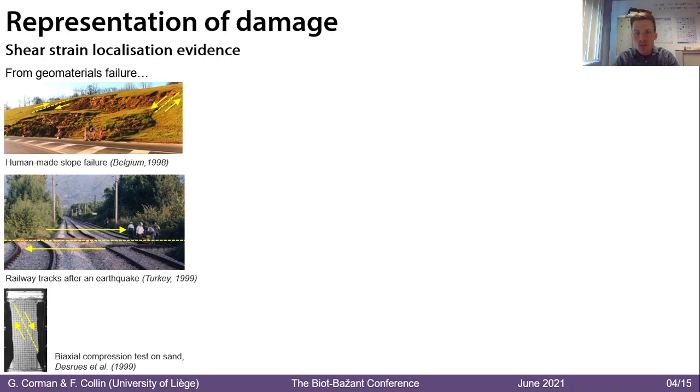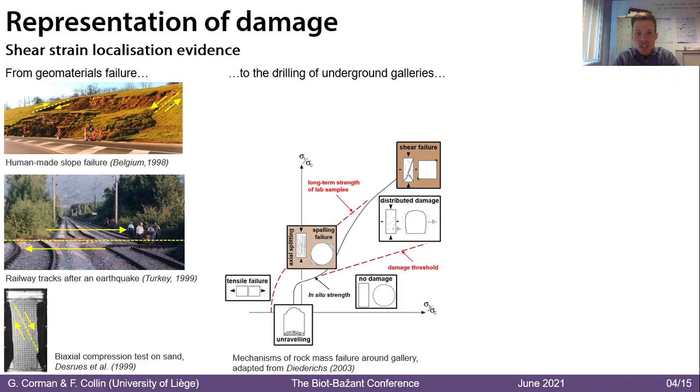First of all, with a view to representing the damage in rocks, it is interesting to observe how rupture occurs in geomaterials. Most of the time, these macroscopic fractures are caused by the formation and propagation of a failure plane that is in fact a zone of localized shear deformations. Taking a closer look at the process of underground gallery excavation, this mode of failure appears to be predominant in case of high-stress environment, which is the case in the context of deep geological disposal.